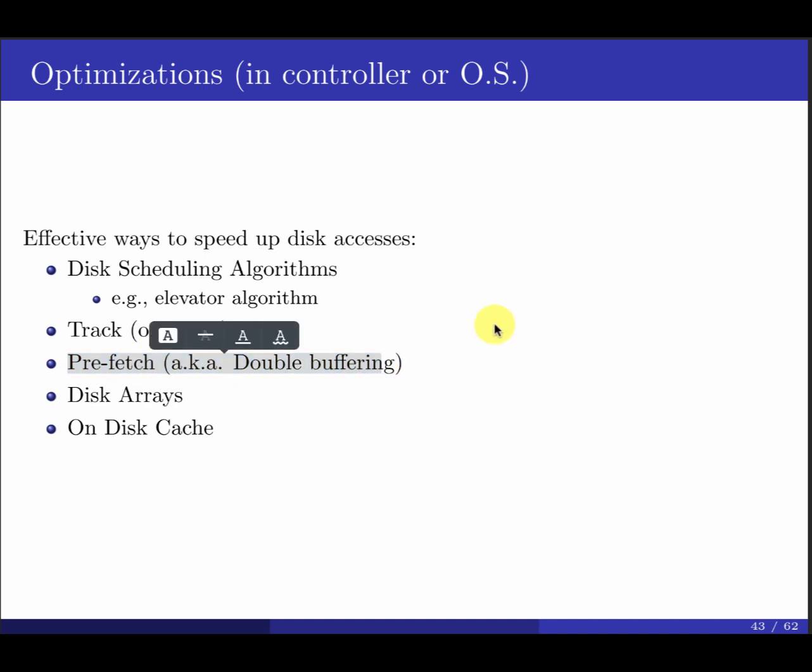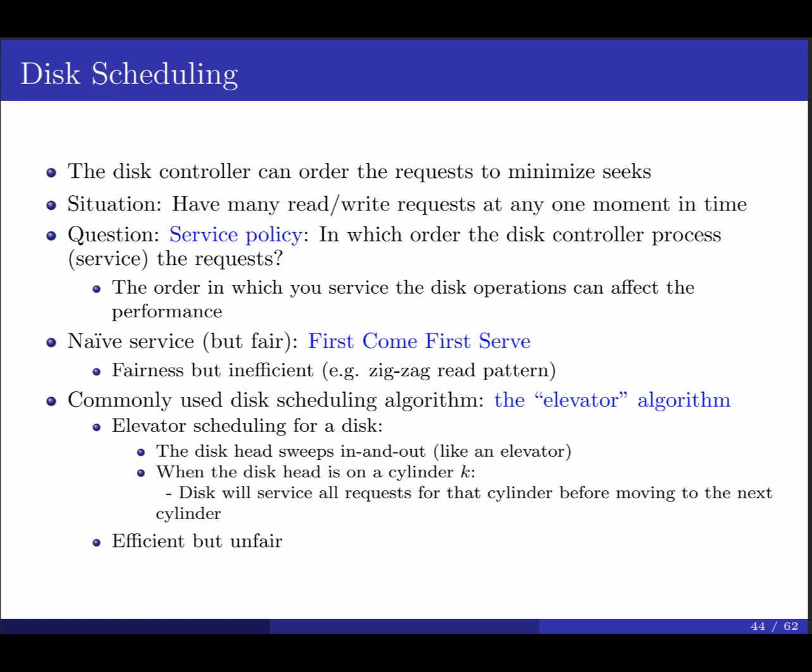Okay? So let's take a look at the disk scheduling more. As you studied in the operating system, each disk has a disk scheduler to take care of the requests. From the high level, some query or program will say, I need this block, I need this data. The disk scheduler is going to have a service policy, which decides in which order the disk controller is going to process these requests.